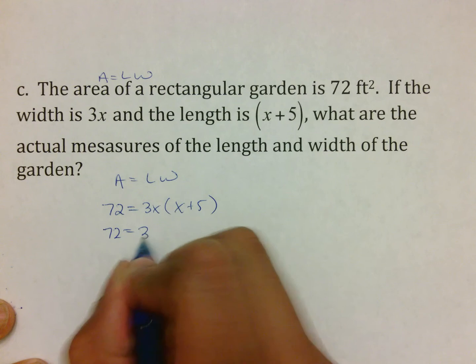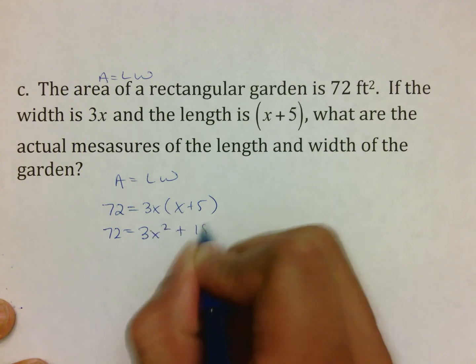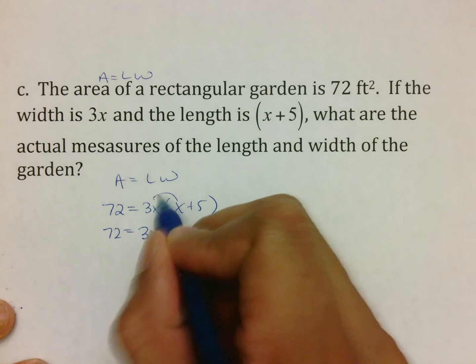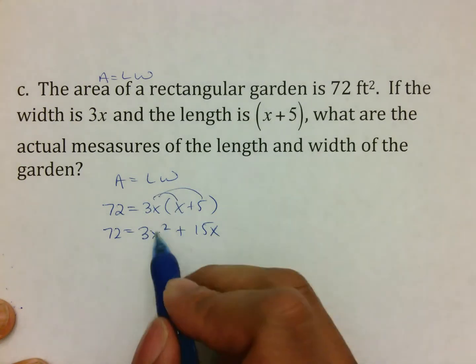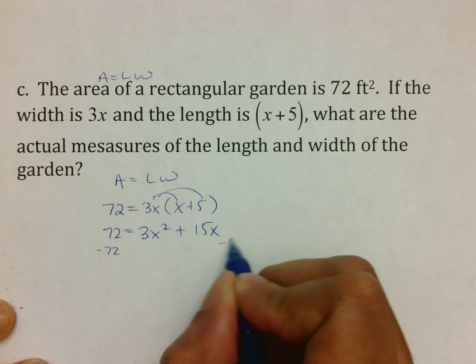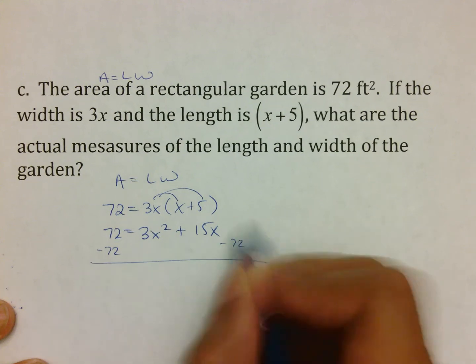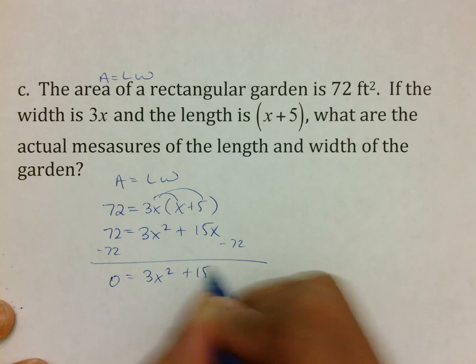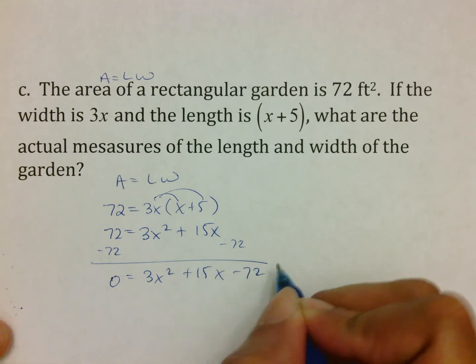So we're going to distribute this first to be 3x squared plus 15x, because again you distribute that 3x to both numbers. Again, 3x squared plus 15x. Now what we're going to do is move our 72 to where it belongs, and because there's no constant, we end up with 0 equals 3x squared plus 15x minus 72.